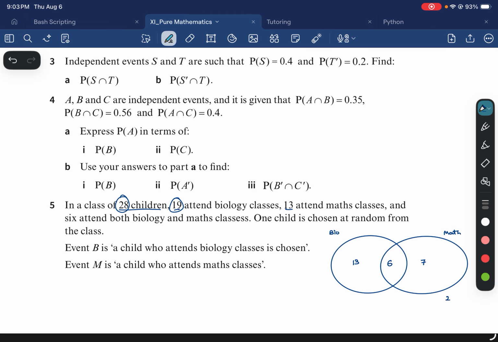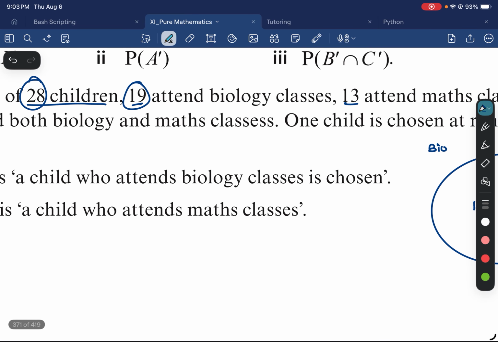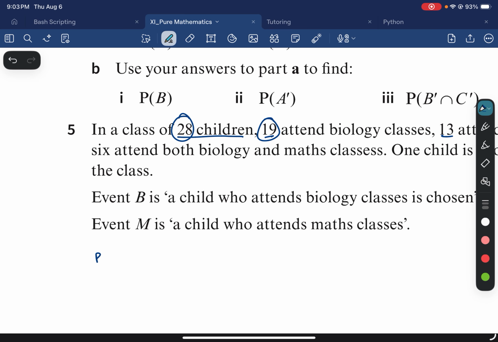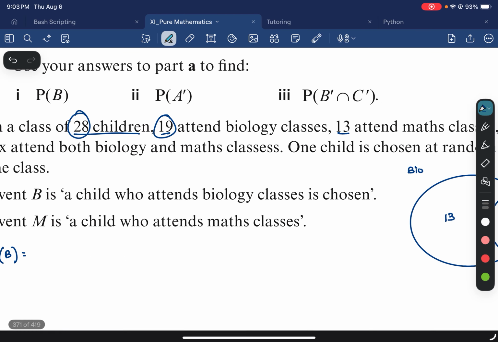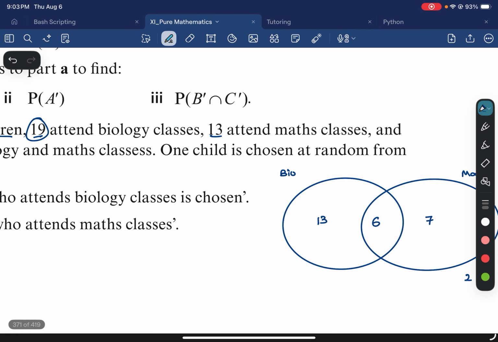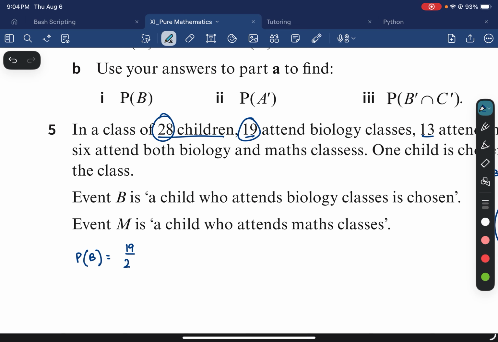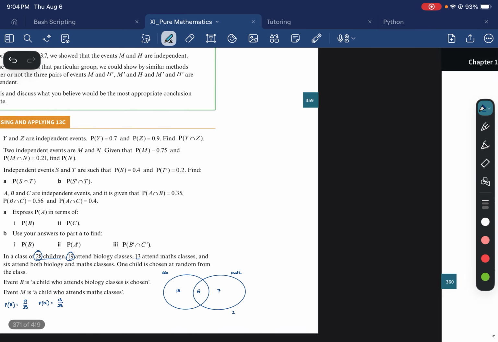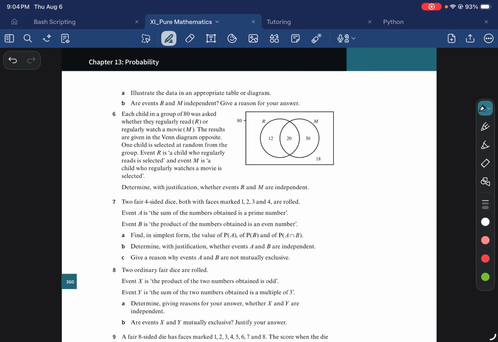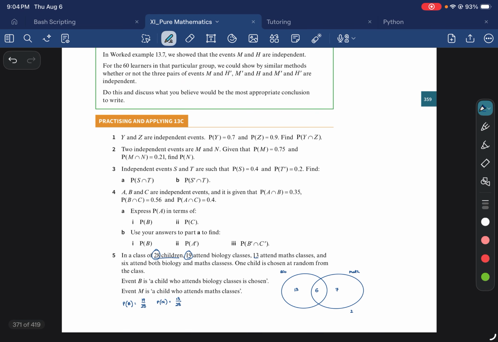All right. One child is chosen at random from the class. Event B is a child who attends biology class is chosen. So let's find the probability of B. Probability of B is we have 19 students who take bio class out of 28, right? What is probability M? Well, that is 13 students out of 28 that attend math classes. All right. So basically illustrate the data in an appropriate table or diagram. That just means this Venn diagram.